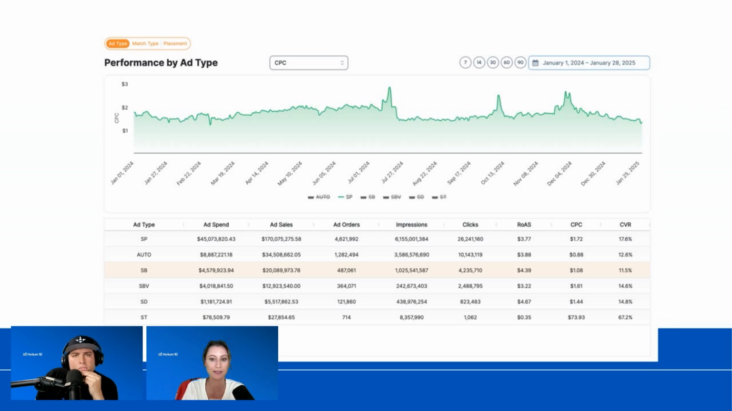Sponsored display, 4.67 ROAS. Sponsored product, almost a 4 ROAS. Auto campaigns, almost 4. Sponsored brand, higher ROAS at 4.39. Sponsored brands video, 3. So all of them are within $1 of each other, which is pretty incredible. And that's because that's how we're choosing to optimize. If we're converting lower, then we bid a little bit lower. That way we can still achieve the same outcome through our bid management and our keyword research.